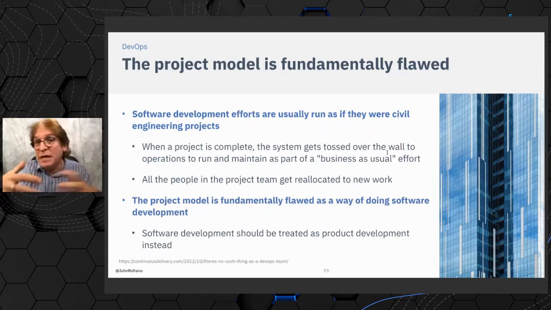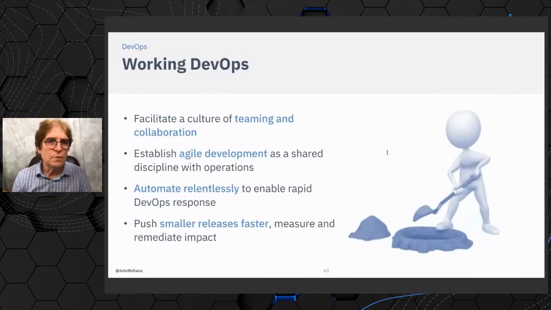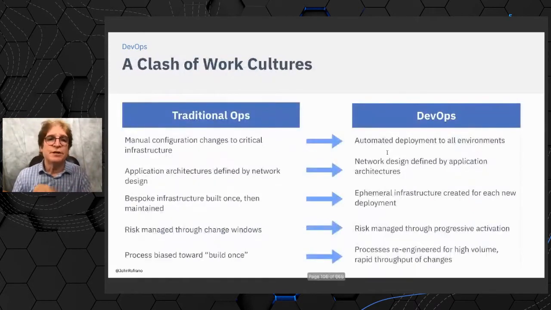And so you have to have people there, architects there all the time, engineers there to tweak and change this. So you have to get more of a product model rather than a project model. Rather than people moving on, you have people stay with it, right? Very, very important to be successful. So DevOps facilitates teaming, agile development, automate relentlessly, smaller releases, right? It's this clash of cultures.